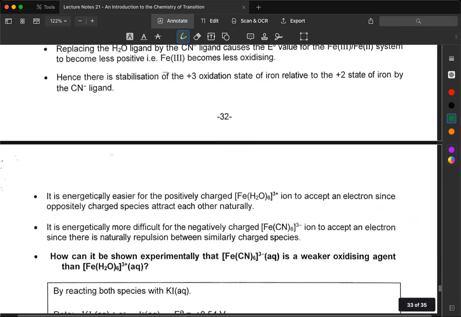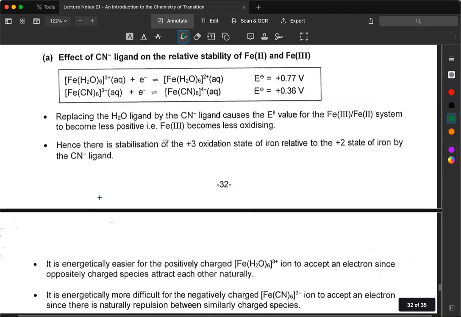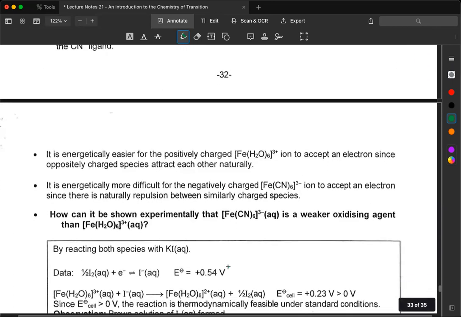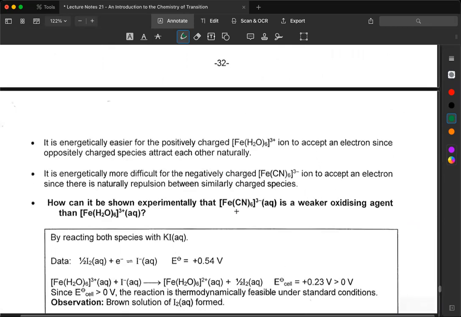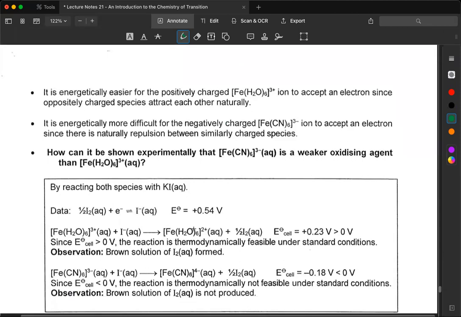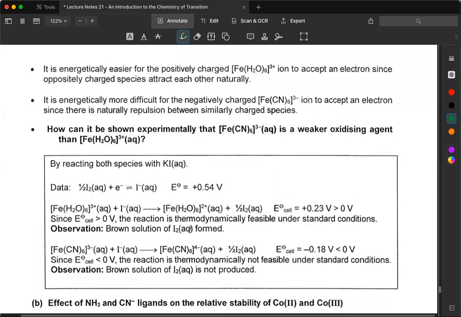So it's energetically easier for the positively charged Fe aqua complex of iron to accept an electron, since it has opposite charge to the electron, because it's attracting, so it's easier for it to attract an electron. But it is energetically difficult for Fe(CN)6 to accept. There will be repulsion. So how do you show that this Fe cyanide complex is actually a weaker oxidizing agent? You have one experiment with KI.